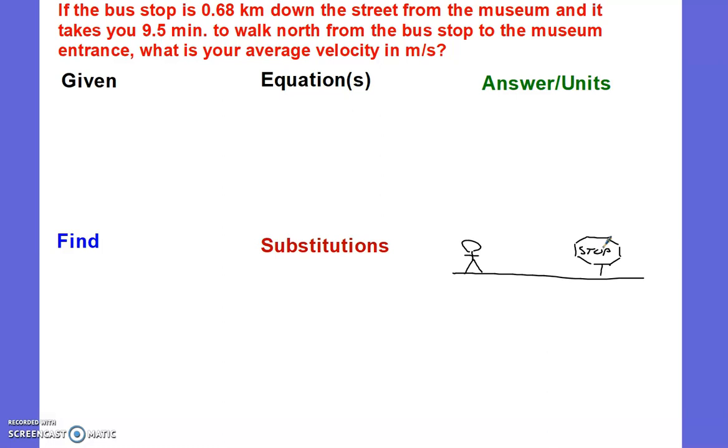So in this situation, somebody is walking. They're walking north to the bus stop. So draw a stick figure walking to the bus stop. It doesn't have to be really elaborate. Later on, we'll be doing things called free body diagrams, but for now, just sketch what is going on.